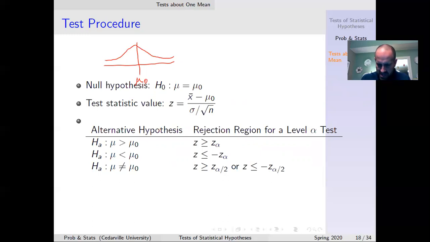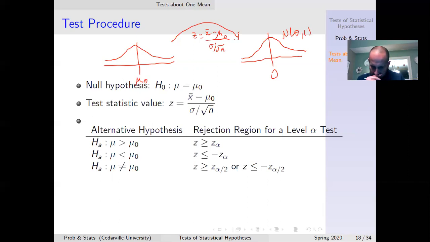And of course, if you take z and you set it equal to X bar minus mu0 over sigma divided by the square root of n, then this is going to become the standard normal distribution, where you have 0 in the middle and a standard deviation of 1, right? So this is the standard normal distribution over here. This is the original distribution over on the left, and if we convert to the z score, we're going to be in the standard normal distribution instead.